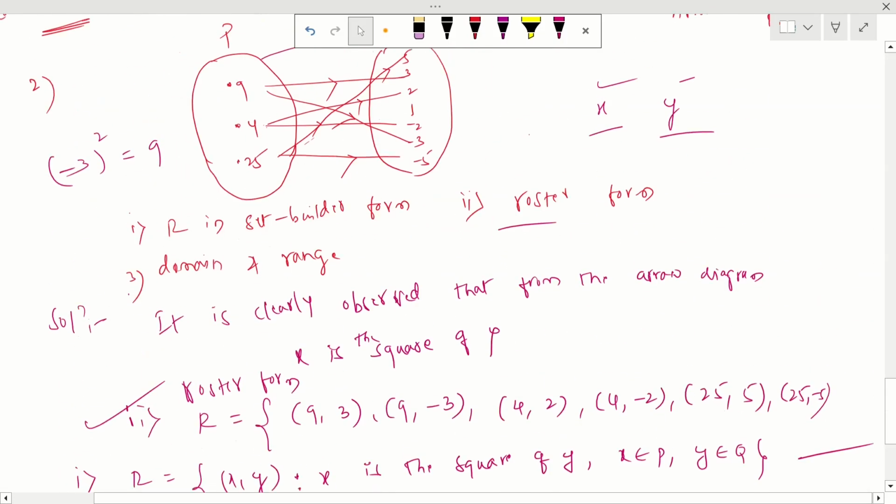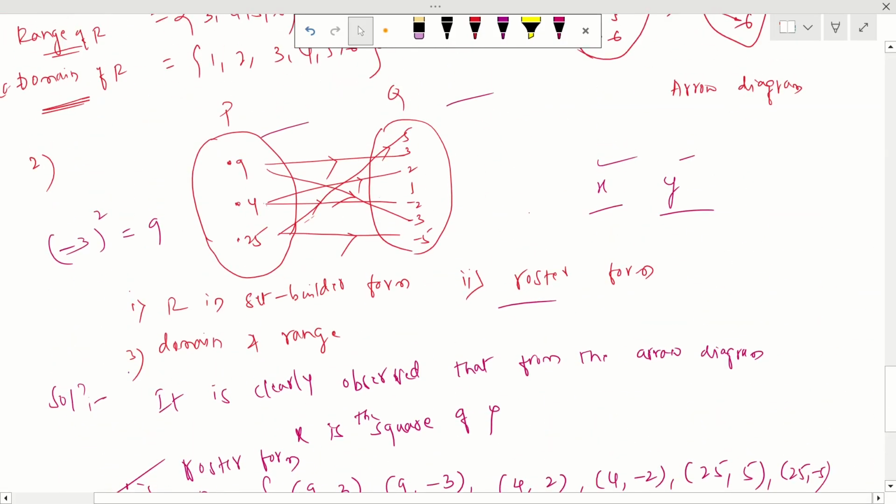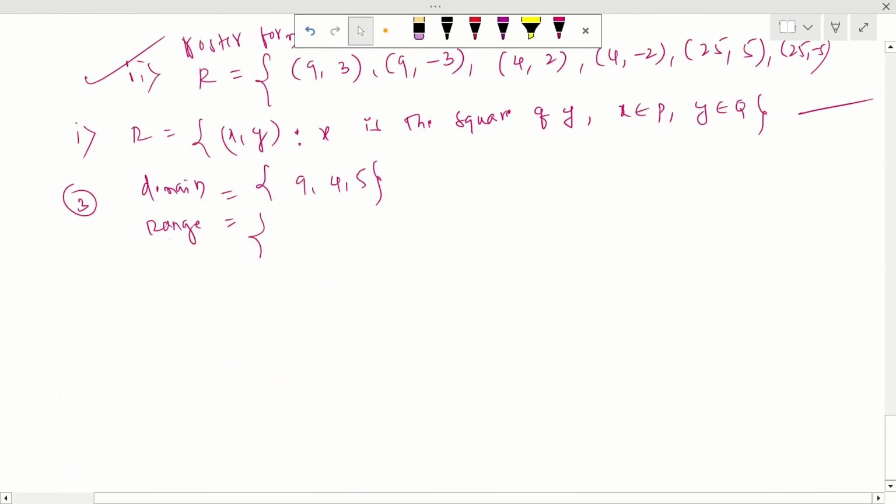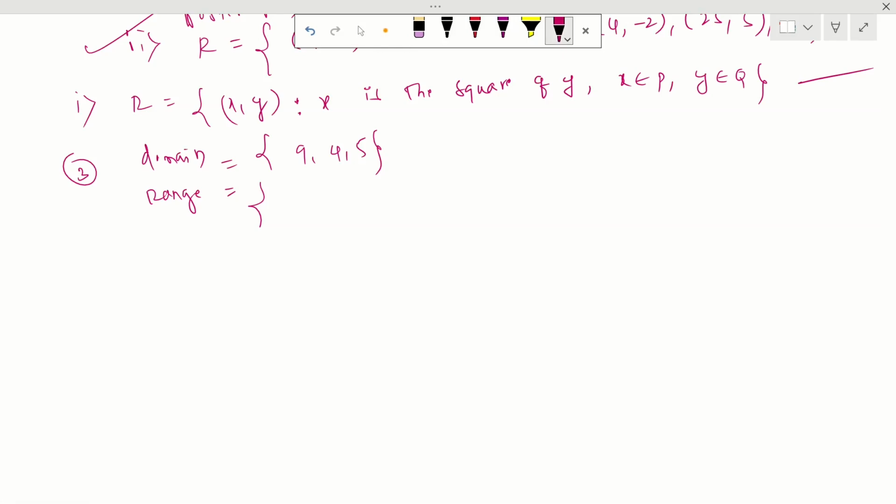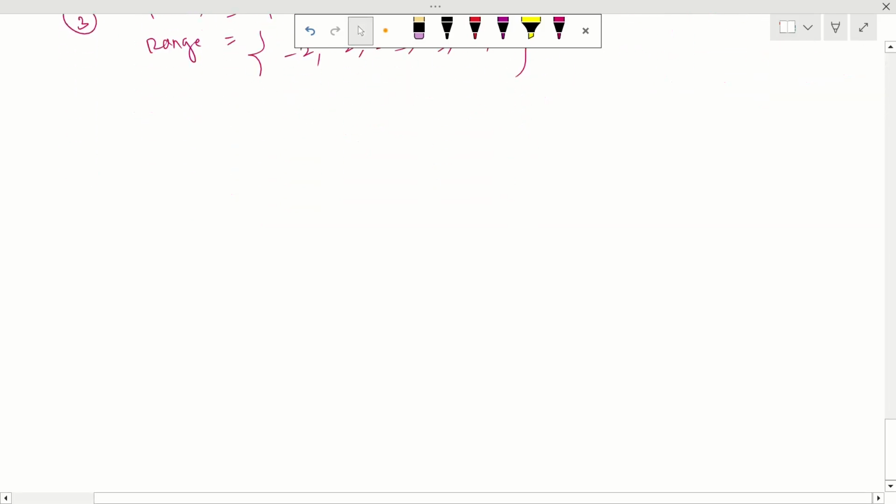So what about the range? Range is the values which are matching from Q to P. Here 1 is not matching, so without 1 we can write all the elements. So -2 is matching, 2 is matching, -3, 3 is matching, -5 and 5 are matching. Okay, this is called the range. Now this concept is clear, right?